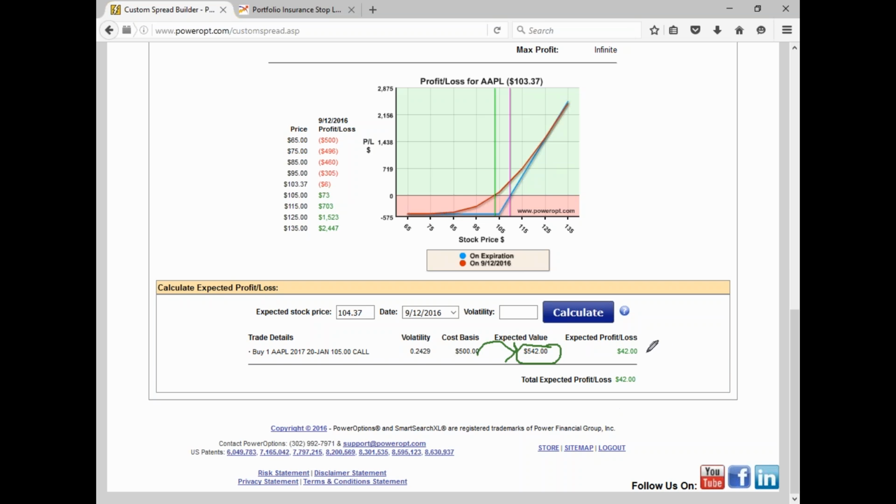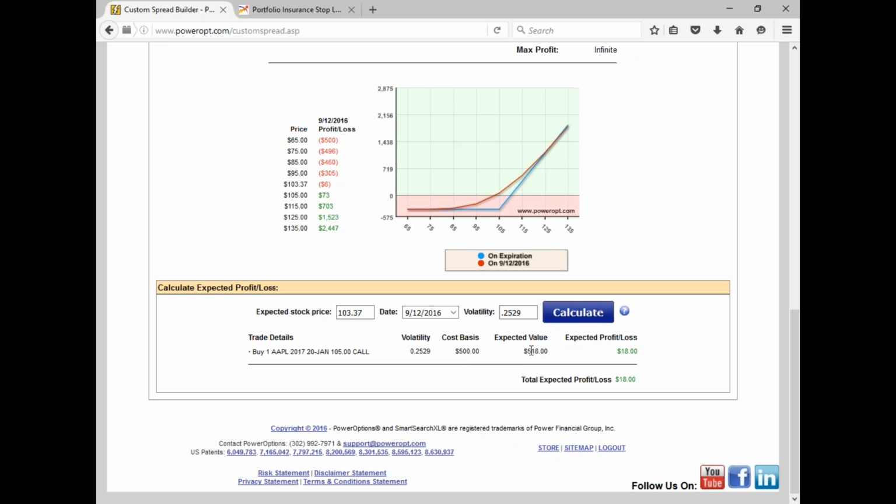Now, it won't be a gain of 42 cents. But let's take a look here. Let's keep the stock at the same price in the custom spread tool at 103.37, and if my volatility goes up to 0.2529, okay, let me erase the drawings there. Yeah, it's close. It would go up to about 5.18.